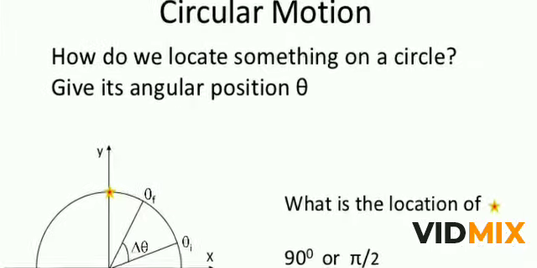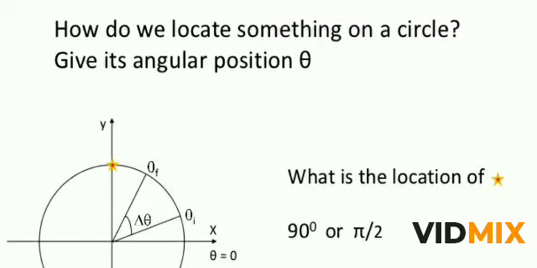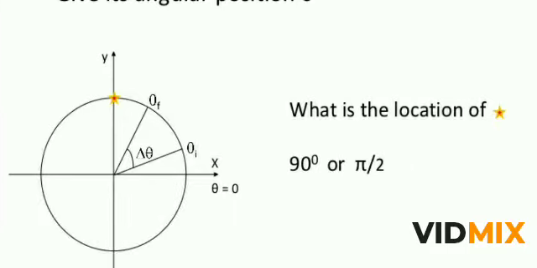Now if you see in this diagram, there is circular motion, and how do we locate something on a circle? Give its angular position theta. See this diagram, there is a yellow star. What is the location of that star? If you start from x, at that place theta is equal to 0, the point is on the x axis when there is no displacement of the particle. After some time the particle goes to the y axis, so how much angle has the body covered? That is 90 degree or pi by 2.